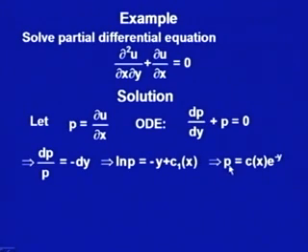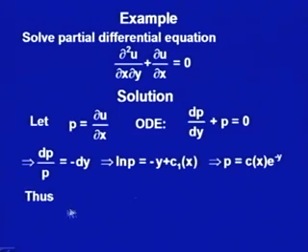Now, what is p? p is ∂u/∂x. Since again it involves the derivative with respect to one variable only, I can treat it again as an ordinary differential equation with respect to one variable. The only thing is, when I integrate it, the constant should be a function of the other variable, y.